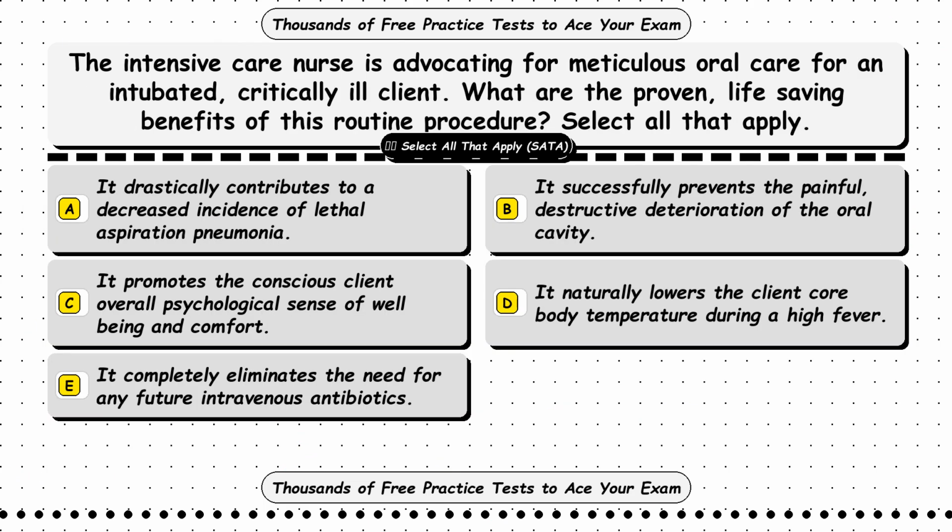Question 147. The intensive care nurse is advocating for meticulous oral care for an intubated, critically ill client. What are the proven, life-saving benefits of this routine procedure? Select all that apply. Option A, it drastically contributes to a decreased incidence of lethal aspiration pneumonia. Option B, it successfully prevents the painful, destructive deterioration of the oral cavity. Option C, it promotes the conscious client overall psychological sense of well-being and comfort. Option D, it naturally lowers the client core body temperature during a high fever. Option E, it completely eliminates the need for any future intravenous antibiotics.